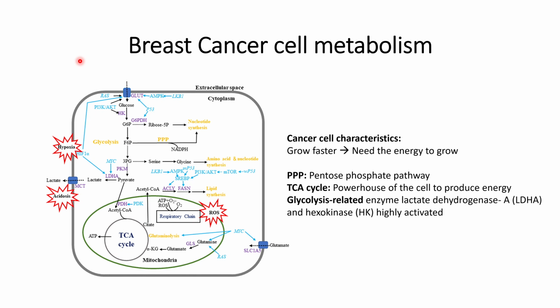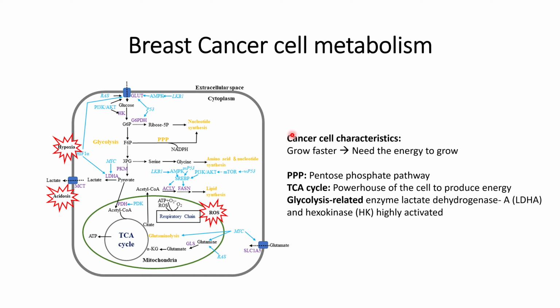In this video, we will discuss how the metabolism in breast cancer cells changes or works. Before going into this, we need to understand that there are different subtypes of breast cancer. Four major subtypes are luminal A, luminal B, HER2 positive, and the last one is triple negative breast cancer.